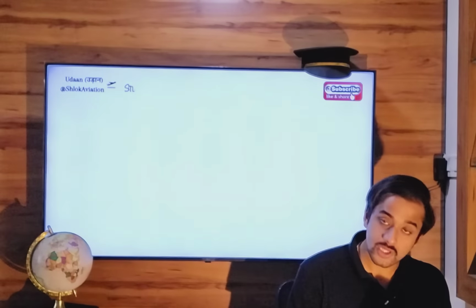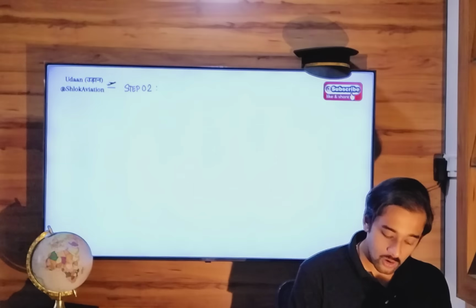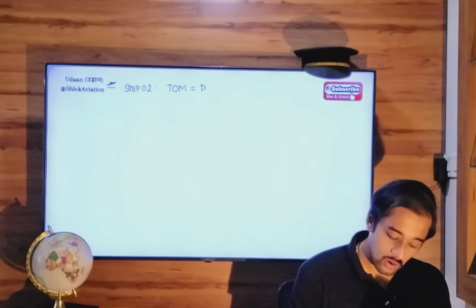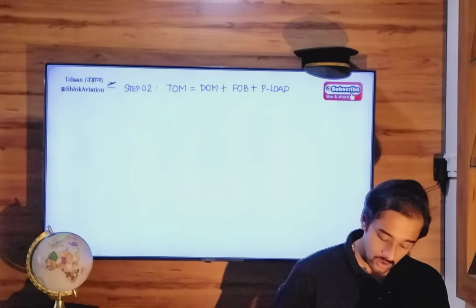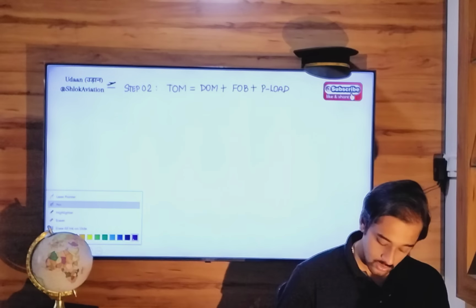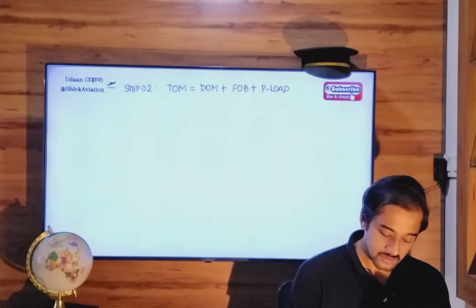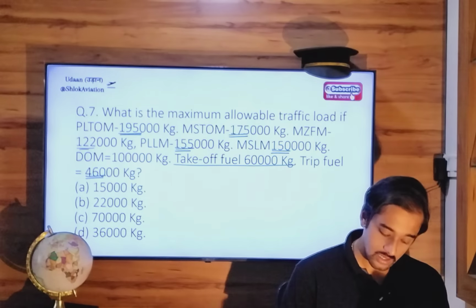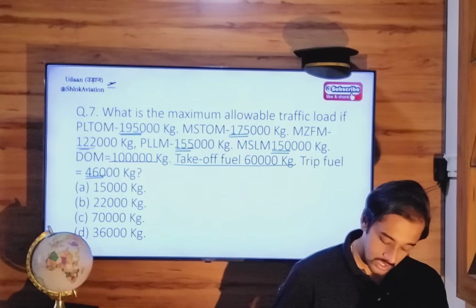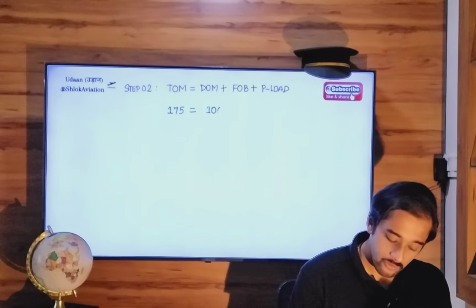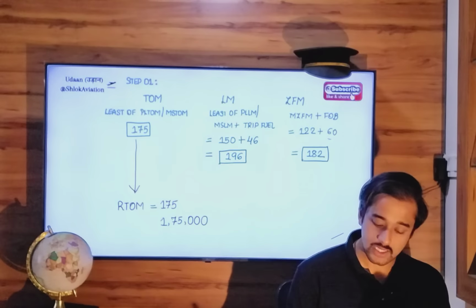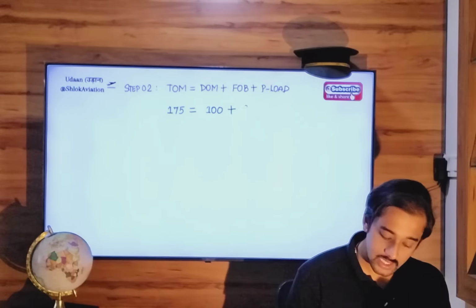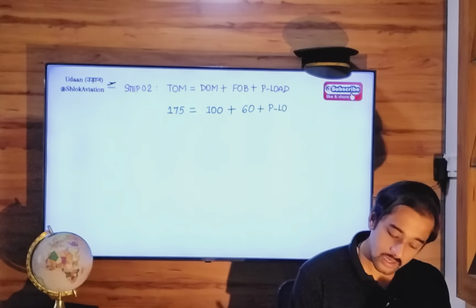Step number 2, use direct formula. Takeoff mass is equal to dry operating mass plus fuel on board plus payload. So takeoff mass is 175. Dry operating mass is 1 lakh, so you write 100. Fuel on board is 60,000, so write 60. And payload we have to calculate.